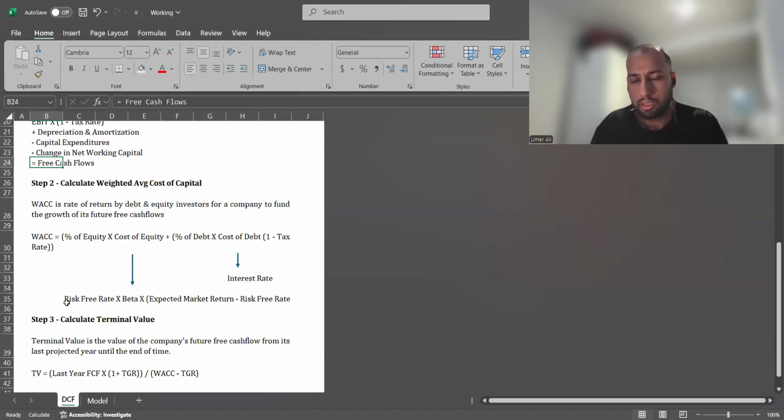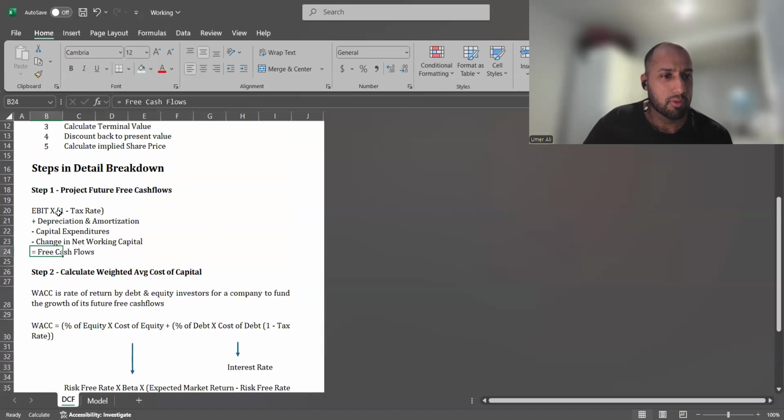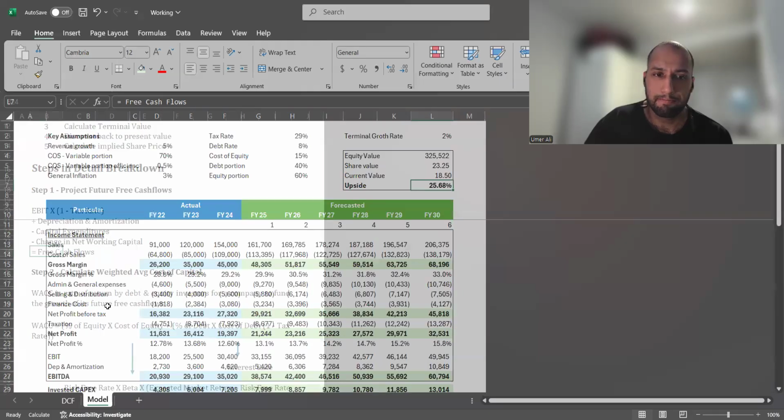We take our last projected free cash flow number, grow it by a growth rate, and divide it by the difference between WACC and the terminal growth rate. So that is the terminal growth rate formula. Steps number 4 and 5, the discounting and the calculation of implied share price, we will discuss in our model. So now we are coming towards our model.